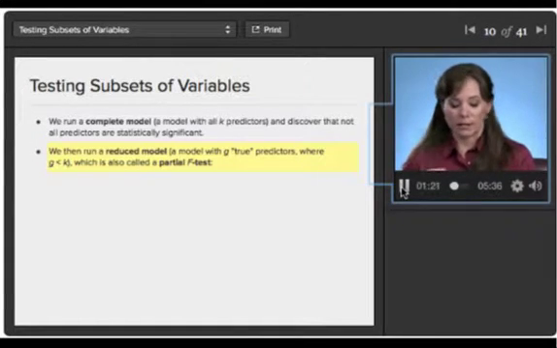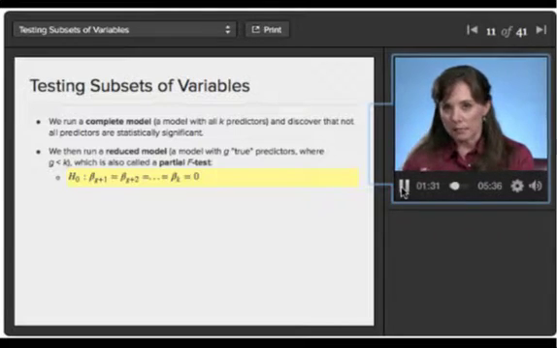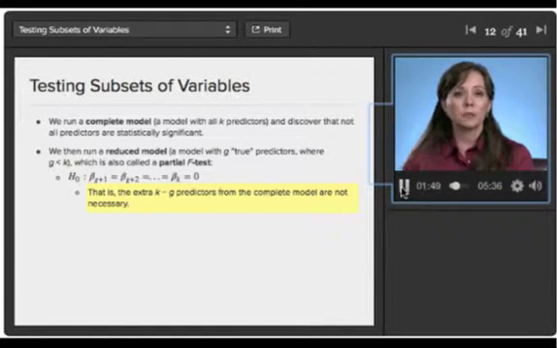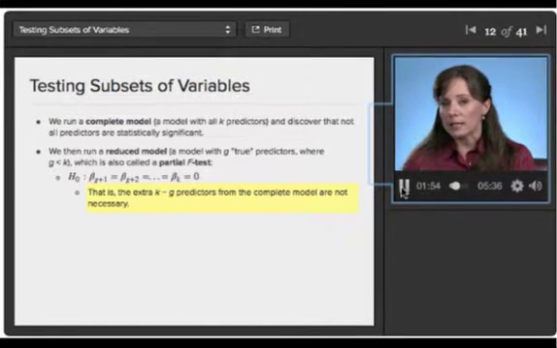This is called a partial F-test. And the null hypothesis here is that the slope belonging to the g plus first parameter is equal to the slope belonging to the g plus second parameter is equal to all of the slopes up to the b kth parameter, and they're all equal to 0. In other words, these extra k minus g parameters in the model are not necessary, or they're close enough to 0 that we can delete them from the model and just use the g predictors that we think are statistically significant.